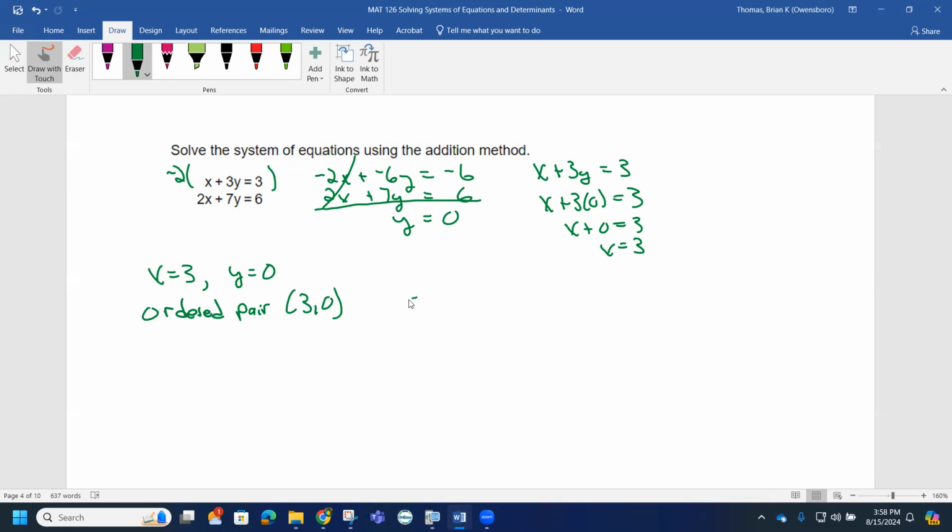So a lot of times this is described as consistent and independent. It's a fancy way of describing this system. So the addition method is not bad at all if it's already in standard form.